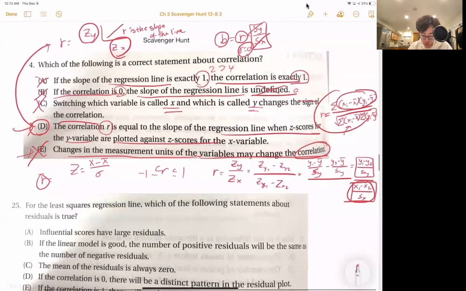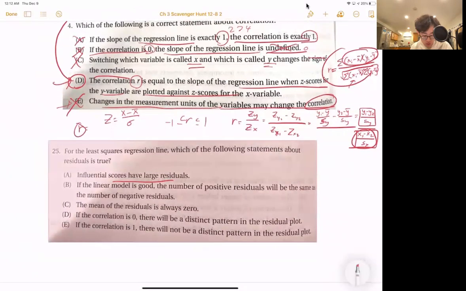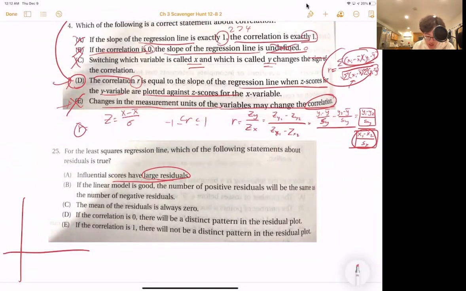For the least squares regression line, which of the following statements about the residuals is true? Influential scores have large residuals. Technically speaking, let's say a residual plot looks like this, and I plot a point here, A, and it changes the line dramatically. That's an influential point, but it actually falls on the line, so it's not going to have a high residual. It's actually going to have a residual of 0. So this is not true.